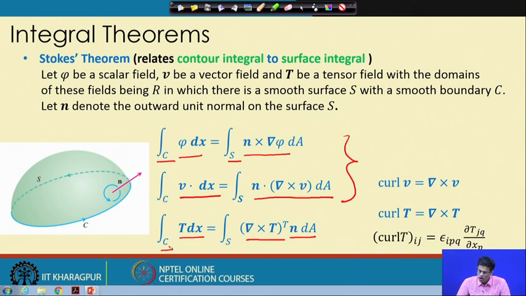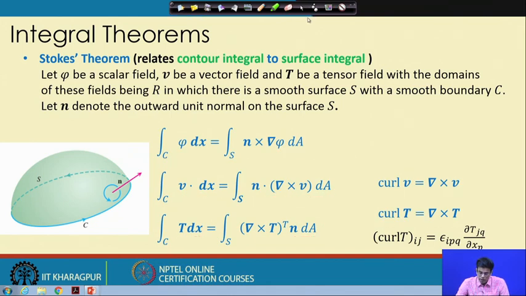The curl of a vector we know, which is del cross V. Similarly, the curl of a tensor, which is del cross T, we can write in indicial notation in this form, right. So, similar to the previous case, we will prove this theorem with the help of the vector quantity. Let us see how we can proceed.